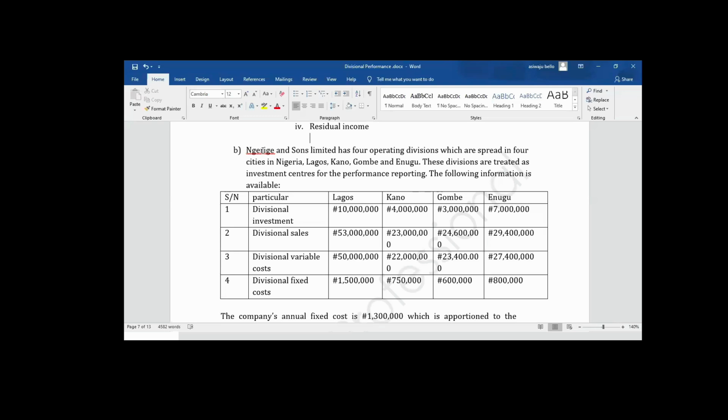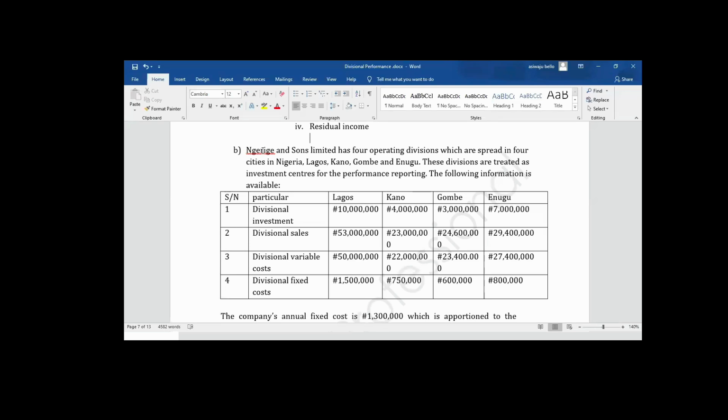Number 2, the divisional sales. For Lagos, we have 53 million naira. For Kano, 23 million naira. For Gombe, 24.6 million naira. And for Enugu, 29.4 million naira. Number 3, divisional variable cost. For Lagos, 50 million naira. For Kano, 22 million naira. For Gombe, 23.4 million naira. For Enugu, 27.4 million naira.